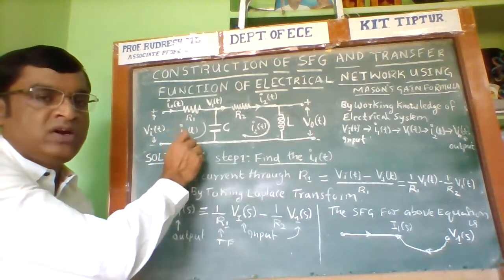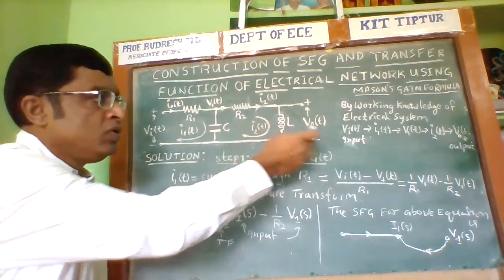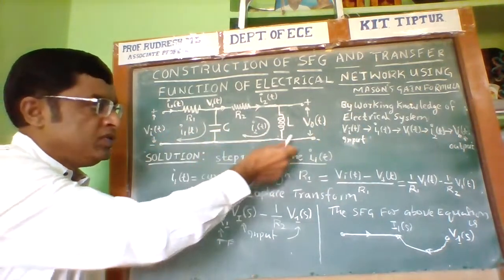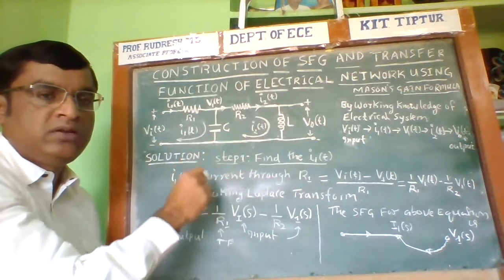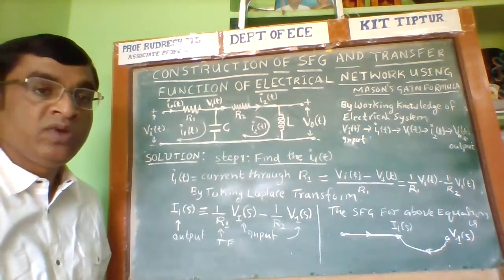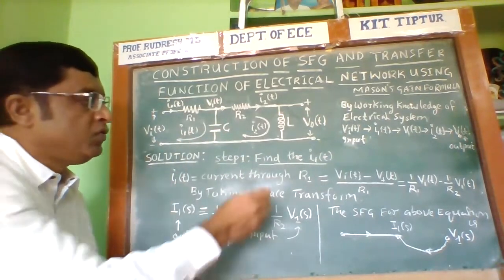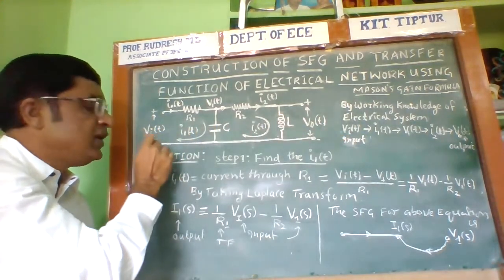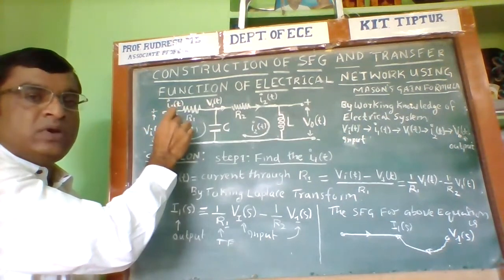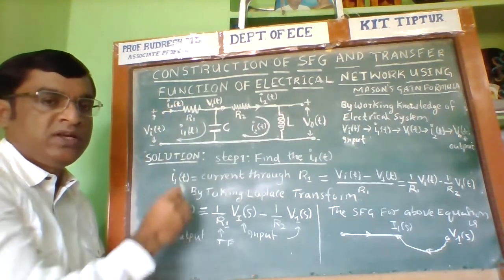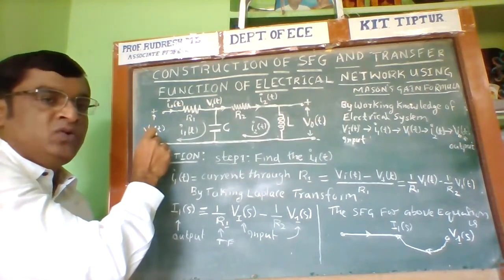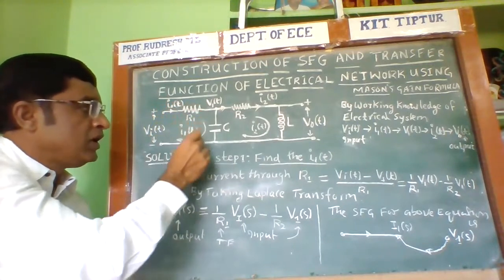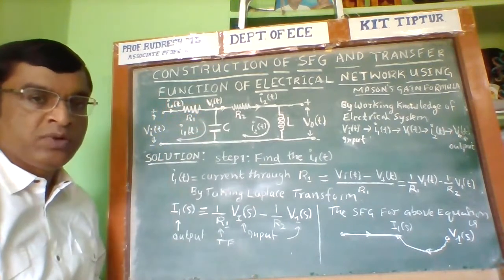When I look at the circuit, by working knowledge of the system, we should identify which is the input, which is the output, and which are the intermediate variables or intermediate outputs. When I apply VA of t, immediately I1 of t starts flowing. Due to the input VA of t, I1 of t is generated in this particular mesh.